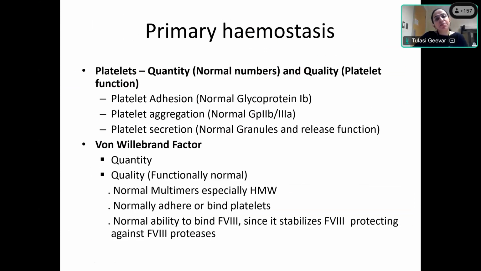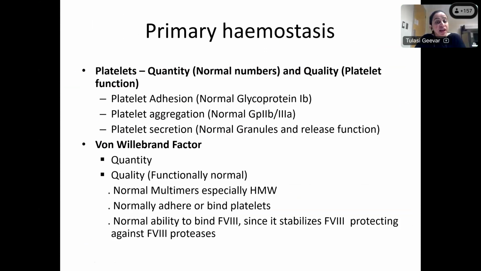So just summing up what we have learned in the previous slides on primary hemostasis. For formation of the primary platelet plug, you require platelets in sufficient quantity, and I would also mention sufficient quality. That means the platelets should be able to function appropriately. It needs a normal glycoprotein 1b receptor, which is important for platelet adhesion. It needs a normal glycoprotein 2b and 3a receptor, which is important for platelet aggregation.